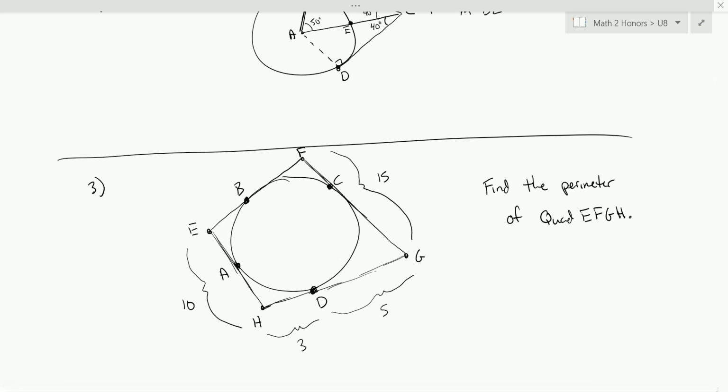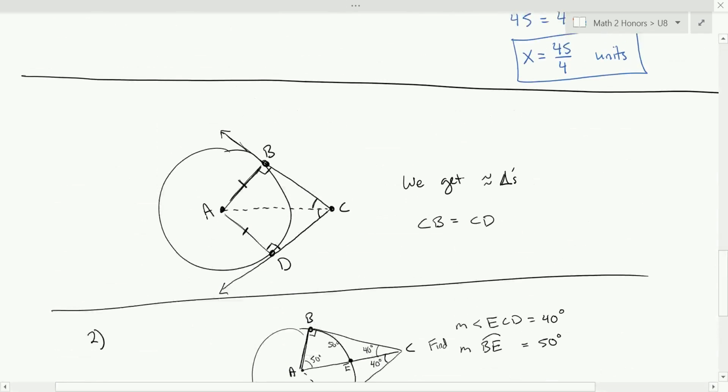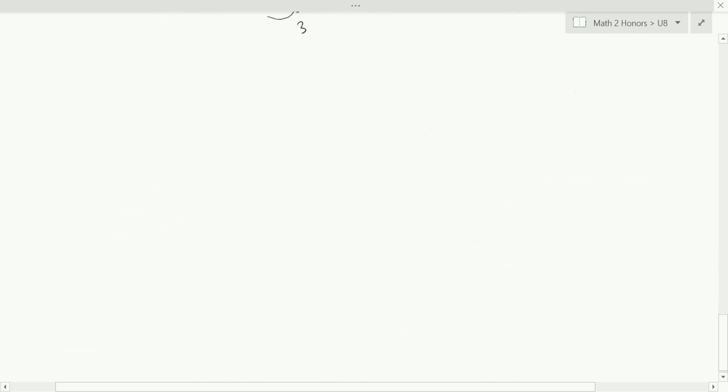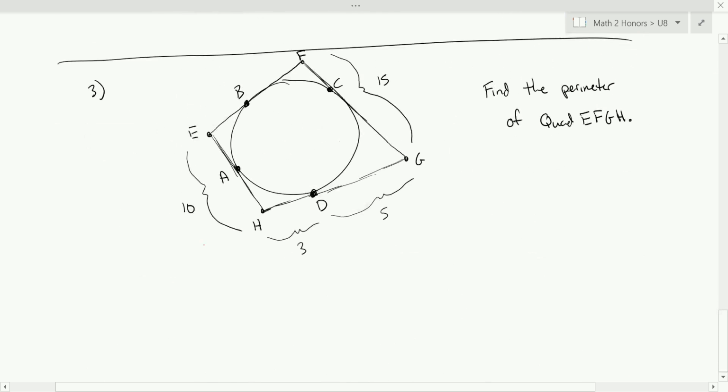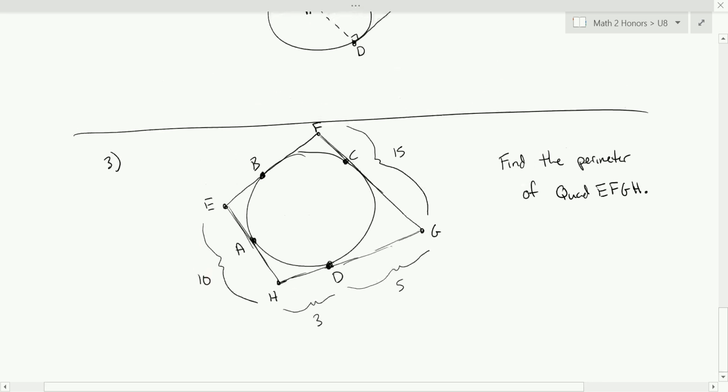Well, the problem is, like, we almost can, but we just are missing a side, right? We have no idea how long it is from E to F. If we did, we can find the perimeter. But we can use what we know about tangents to find that side. How? Okay, go back up here. In this picture, CB is equal to CD. You have this picture all around this circle here. So what's equal to what in this picture?